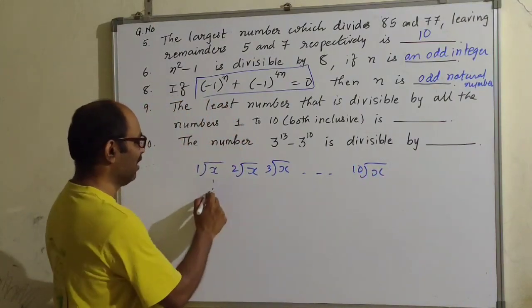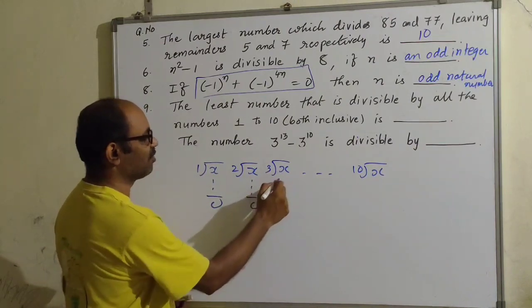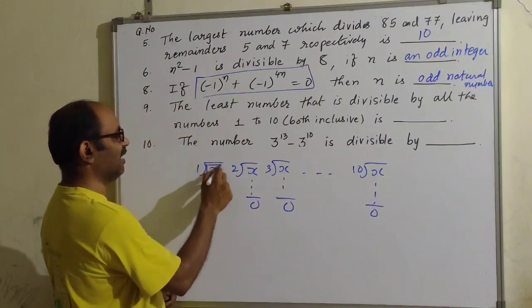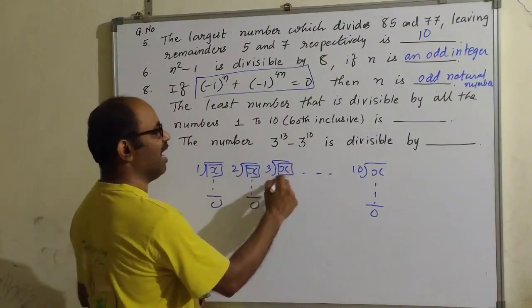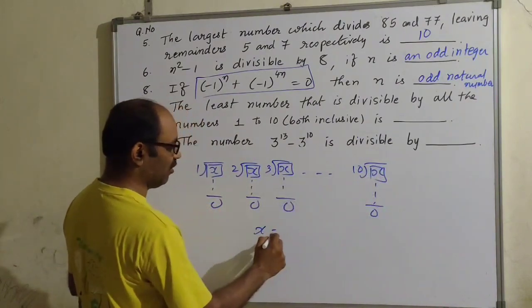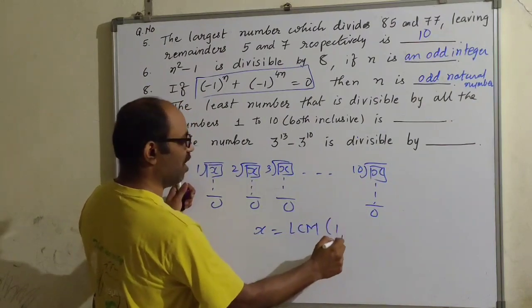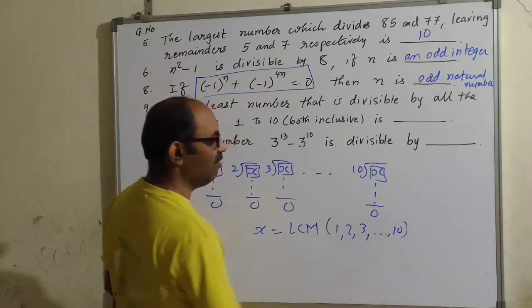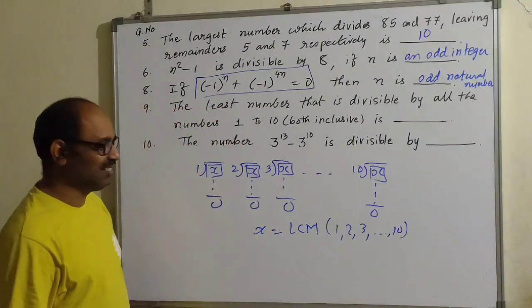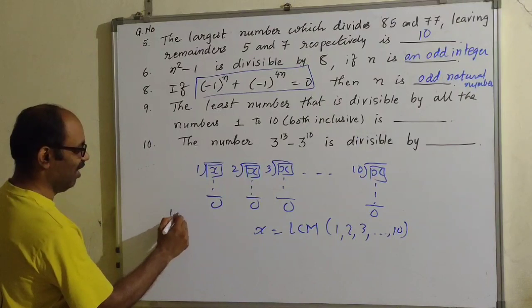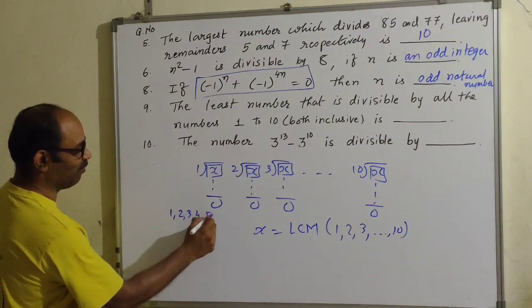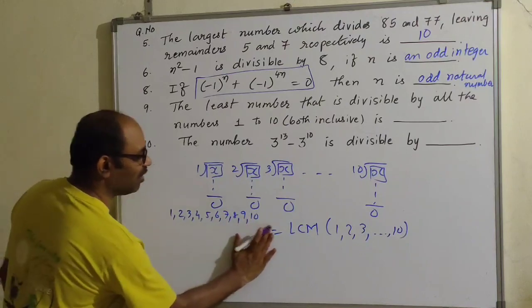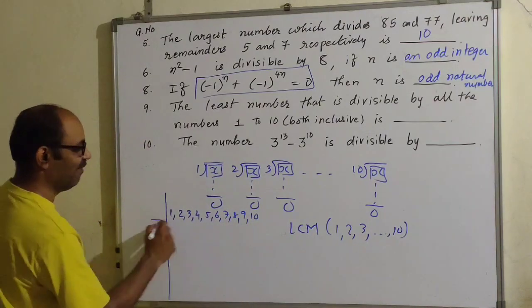Tell me, in this situation the remainder is 0, exactly divisible, so the remainder is 0. Children, I can write directly x equal to, what is x equal to? LCM of 1, 2, 3 up till 10. How do you find the LCM? 1, 2, 3, 4, 5, 6, 7, 8, 9, 10. All the numbers will have to be taken together.